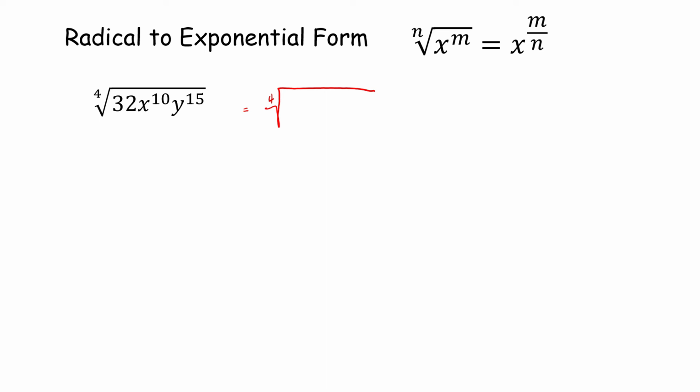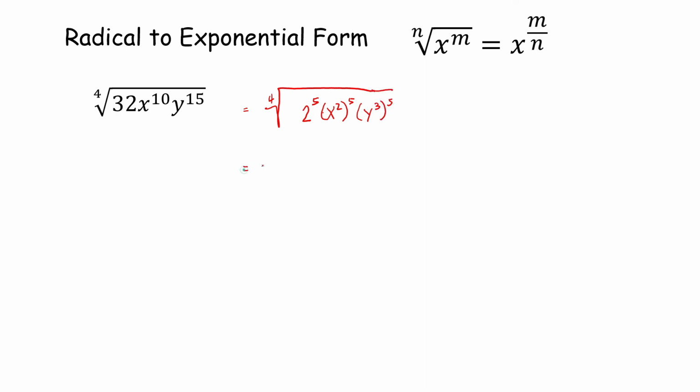So a number raised to 5 equals 32. What is that? That is correct. It's 2. So 2 raised to 5 equals 32. And then I'm going to do something about that x raised to 10. So 10 divided by 5 is 2. So x squared raised to 5 is equal to x raised to 10. And then the y will become 15 divided by 5 is 3. So y raised to 3 raised to 5.